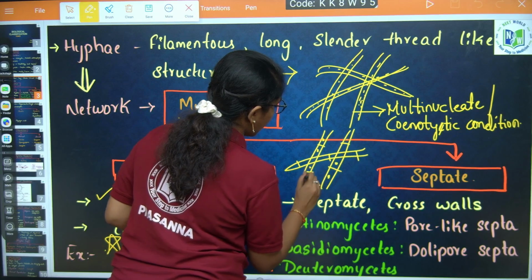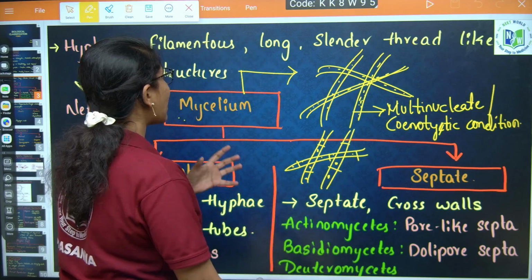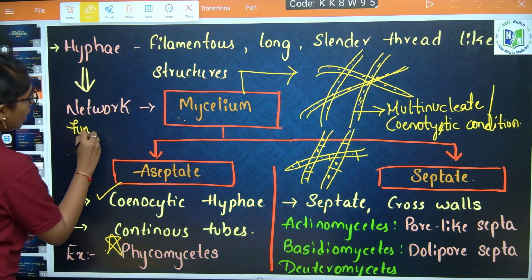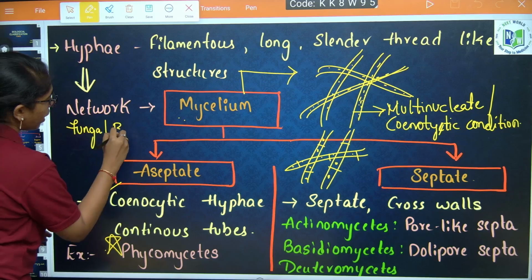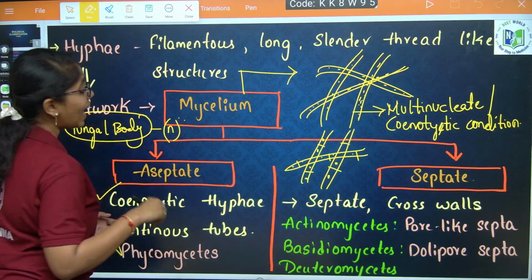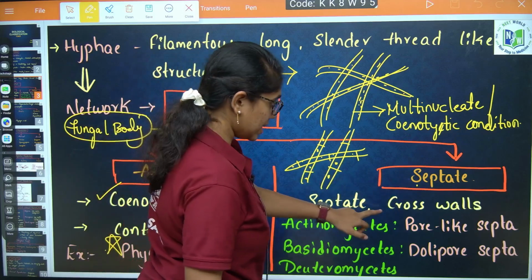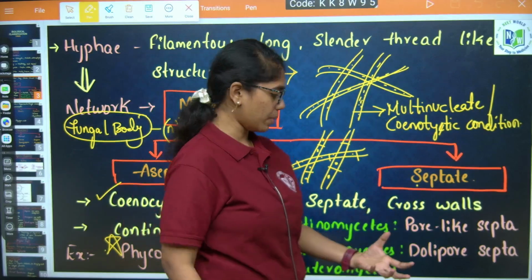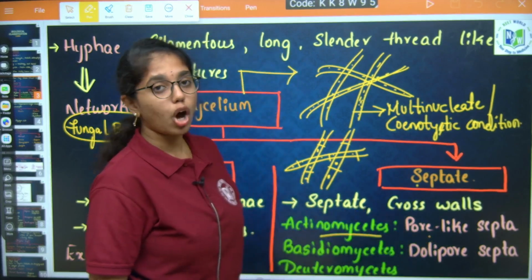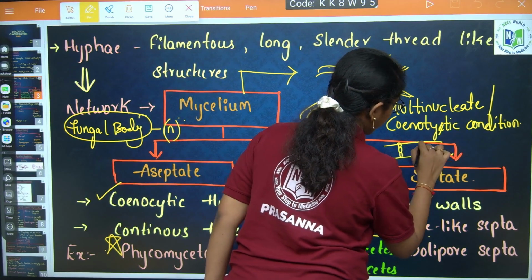And the hyphal body, if you see, it is a haploid body. Fungal body is haploid, which means it has only half a set of chromosomes. In septate mycelium, you have different types of septa. Ascomycetes consist of pore-like septa. What does it mean? The hyphae are divided by pores like this.